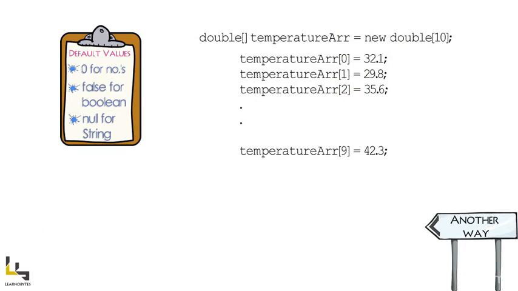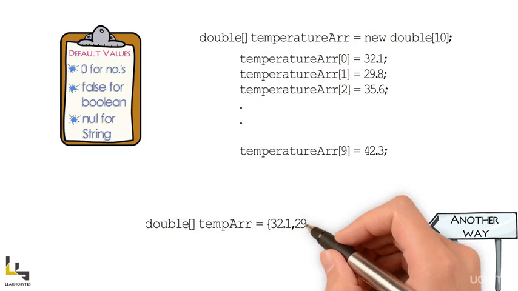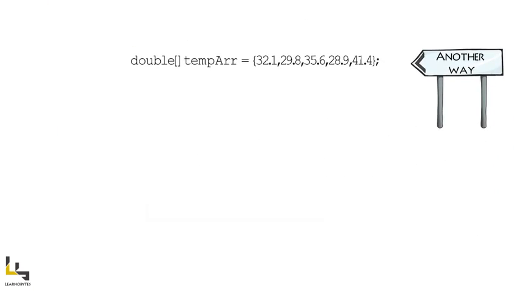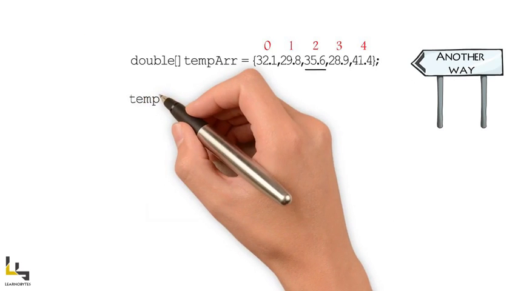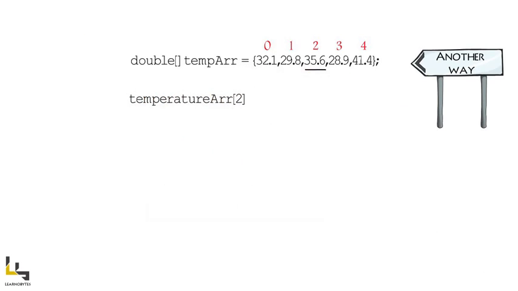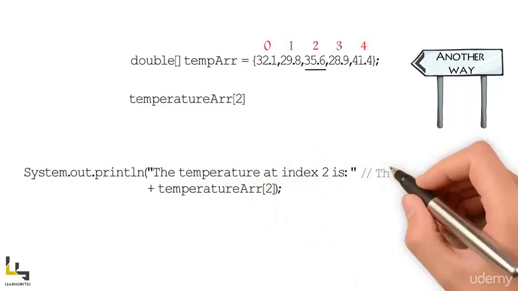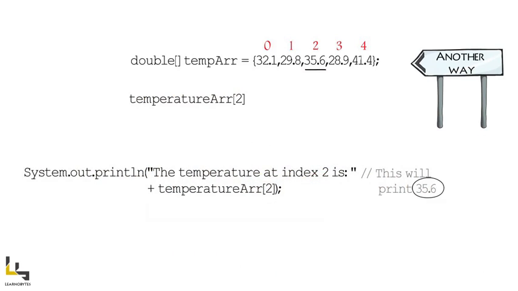There is another way to both create an array and assign values to its elements in the same statement, like this. This will allocate an array of 5 doubles and assign value to each element in the same order. To read the temperature at index 2, that is the third city, we simply say temperature[2]. The statement will print the value at index 2, that is 35.6.